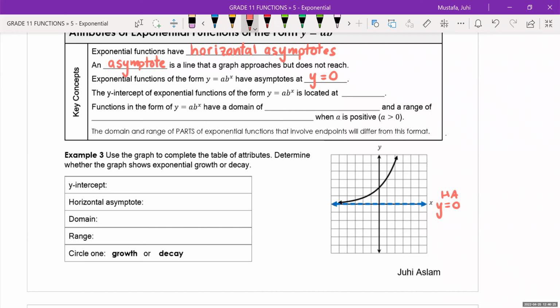The y-intercept of exponential functions of the form y is equal to a times b to the power of x is located at (0, a). So whatever this number is, that is where you're going to find the y-intercept. If there is no number there, then it's (0, 1).